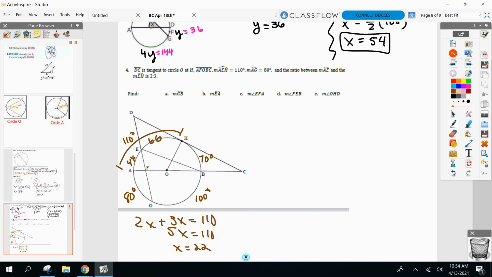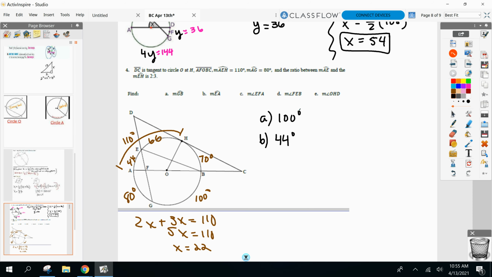Watch how easy this is now that I know all the arcs. Find the arcs first. Ready, part A. Oh, it asked me for an arc I already found, 100. I'm just copying it. Part B. Hey, arc EA. I already found it, 44. Look how easy this is.